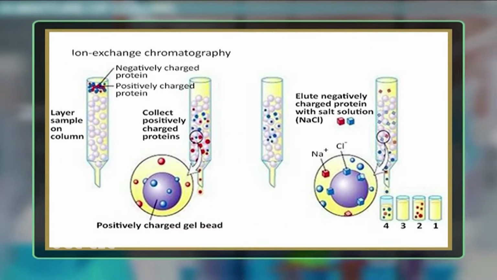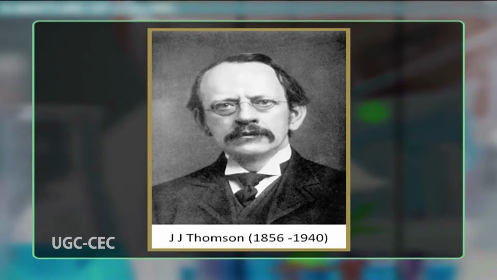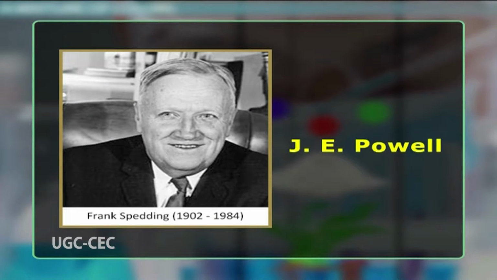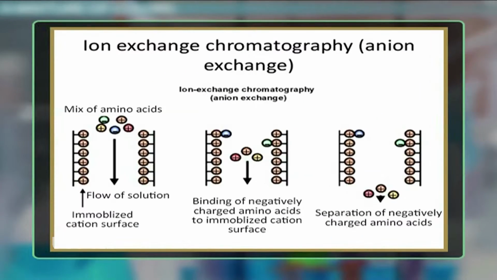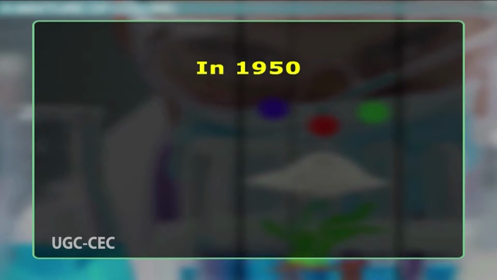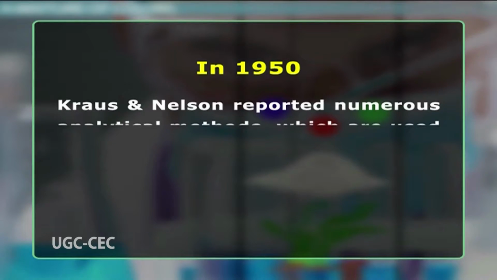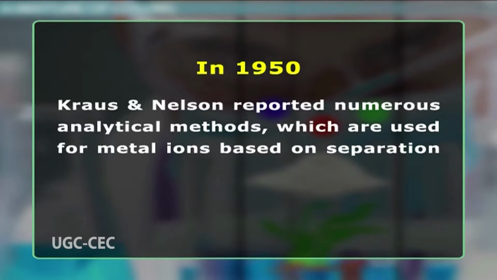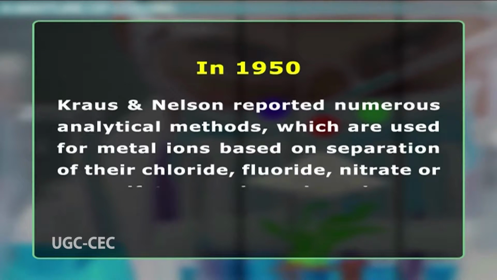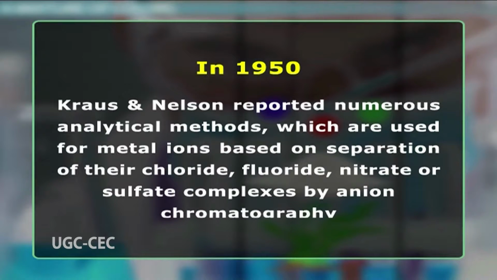The earliest report of ion exchange chromatography dates back to 1850. Thomson studied the adsorption of ammonium ions to soil. Spedding and Powell published a series of papers describing practical methods for preparative separation of the rare earths by displacement ion exchange chromatography in 1947. Beginning in the 1950s, Ross and Nelson reported numerous analytical methods for metal ions, based on separation of their chloride, fluoride, nitrate or sulfate complexes by anion chromatography.